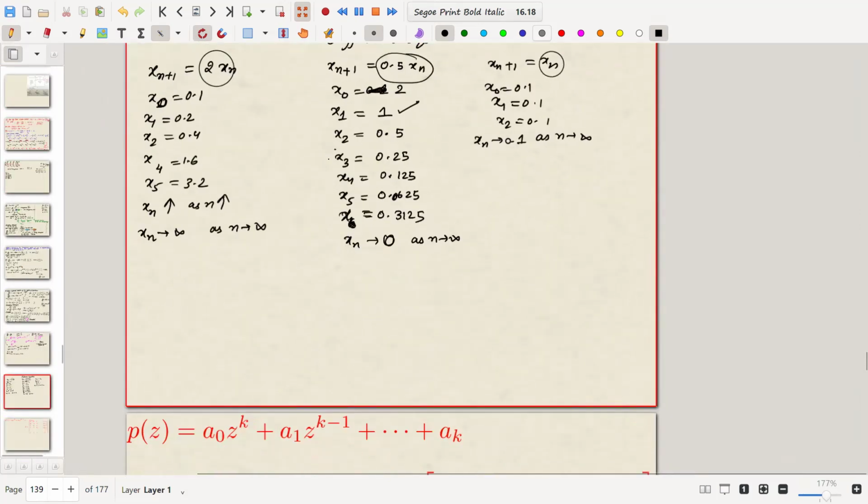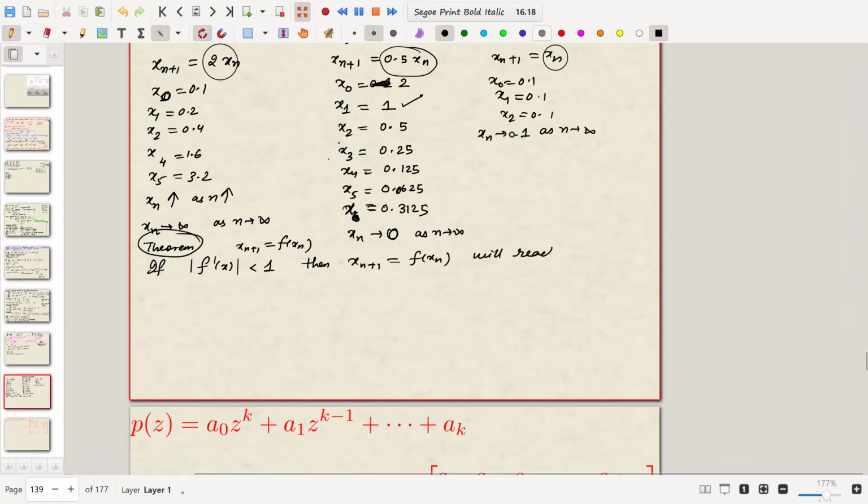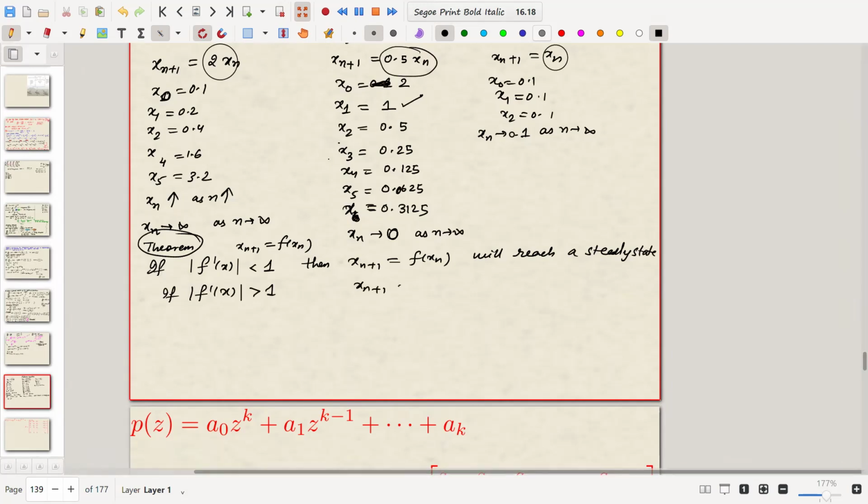Yes, exactly. So if x_{n+1} = f(x_n), this is the theorem. If the absolute value of f'(x) is less than 1, then x_{n+1} = f(x_n) will reach a steady state. If the absolute value of f'(x) is greater than 1, then x_{n+1} = f(x_n) will diverge.